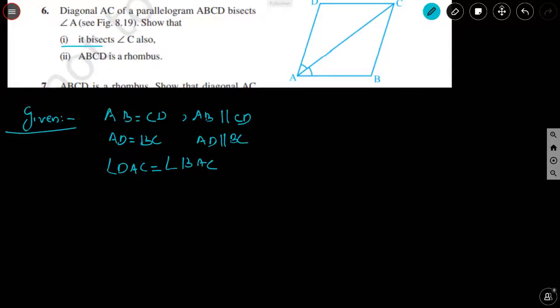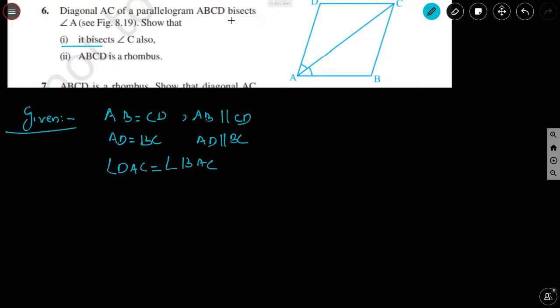Hello students, welcome back. This is the chapter Quadrilaterals from ninth grade, sixth question from Exercise 8.1. Diagonal AC of a parallelogram ABCD bisects angle A.